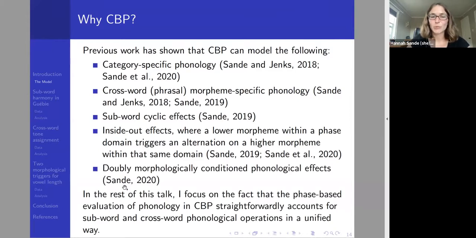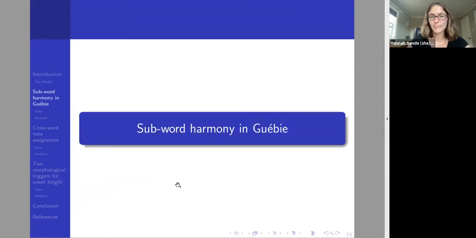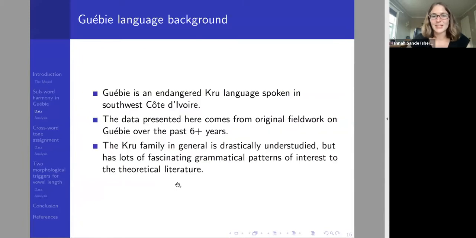The final point I have here is doubly morphologically conditioned phonological effects. I have a phonology paper about this from last year, and this is related to the final case study, which I won't talk about today. But in the rest of today's talk, I'm going to focus on the fact that the phase-based nature of cophonologies by phase straightforwardly accounts for both subword and crossword phonological operations in a unified way. So let's jump into the Gabier data.